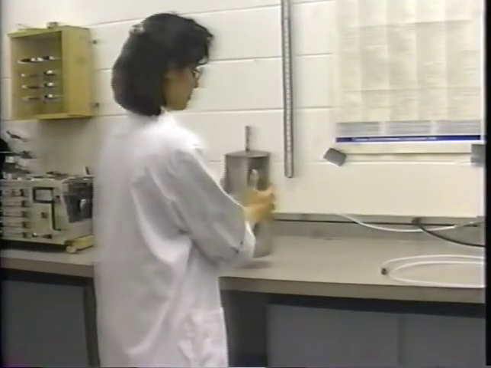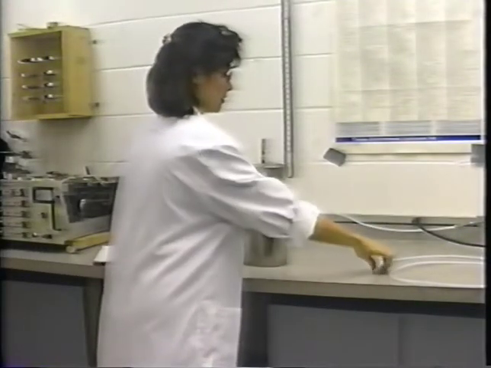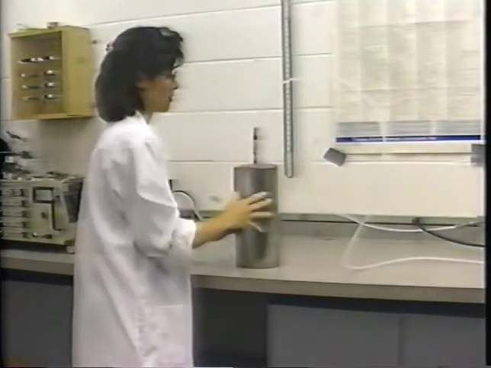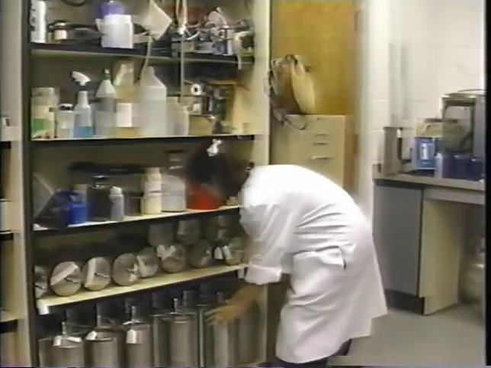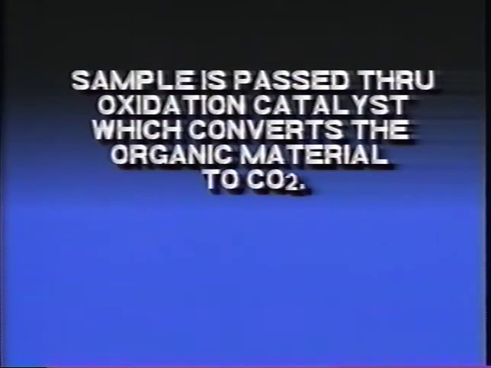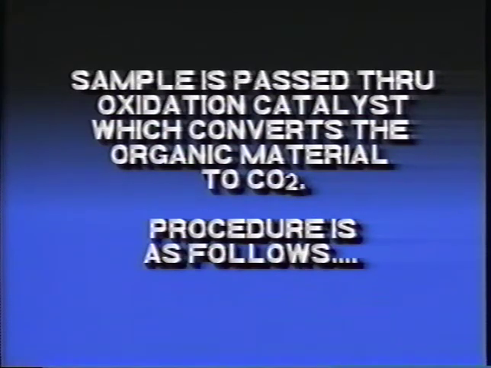After the purge, the sample tank is pressurized with zero air to approximately 1,060 millimeters of mercury. A second evacuated sample tank, known as the Intermediate Collection Vessel, or ICV, is used to recover the condensed organic material in the cold trap. The sample is passed through an oxidation catalyst which converts the organic material to CO2. The procedure for recovering the condensed organics is as follows.